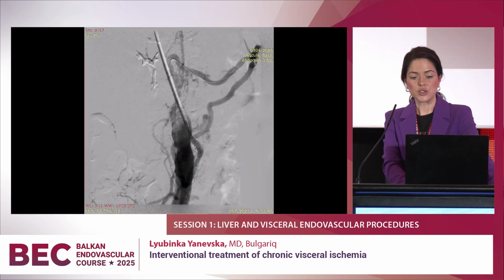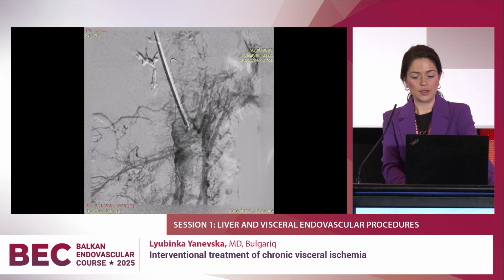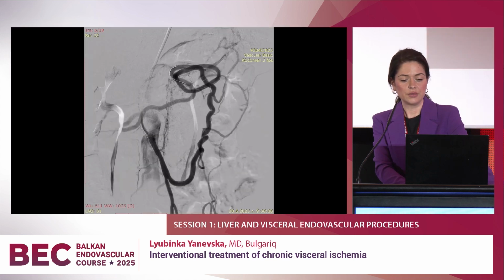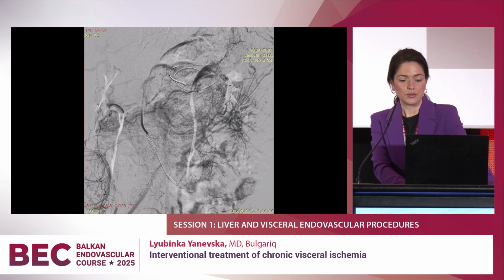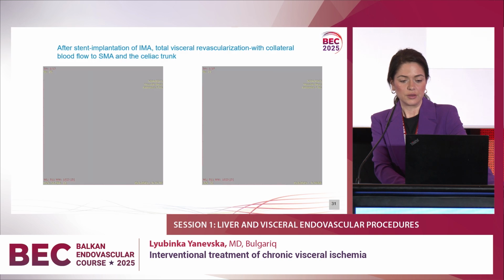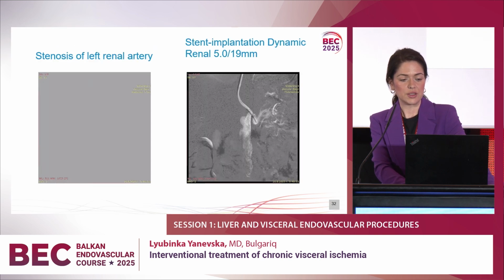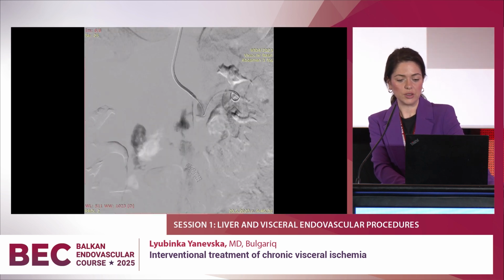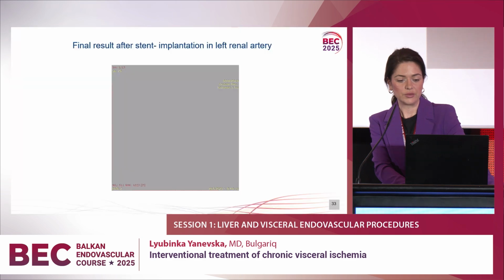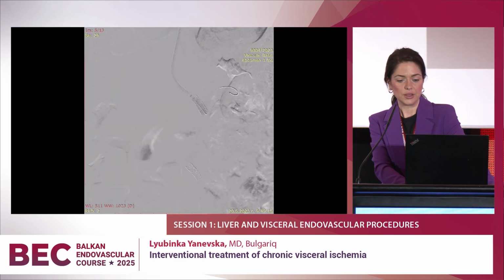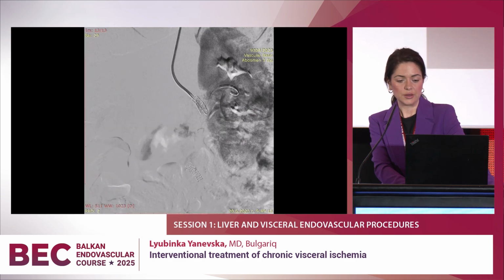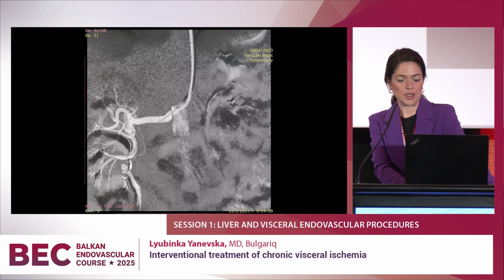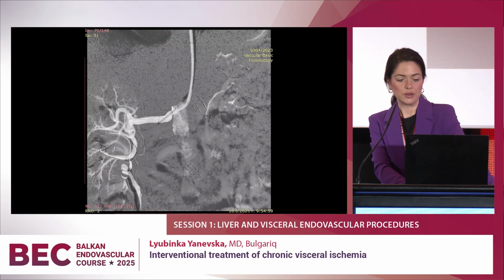After stent implantation in the inferior mesenteric artery, we visualized collateral blood flow in the celiac trunk and mesenteric artery. Next step is stenosis of the renal artery and stent implantation in the left one, with final result, this. And next step is the same pathology, but in the right one.